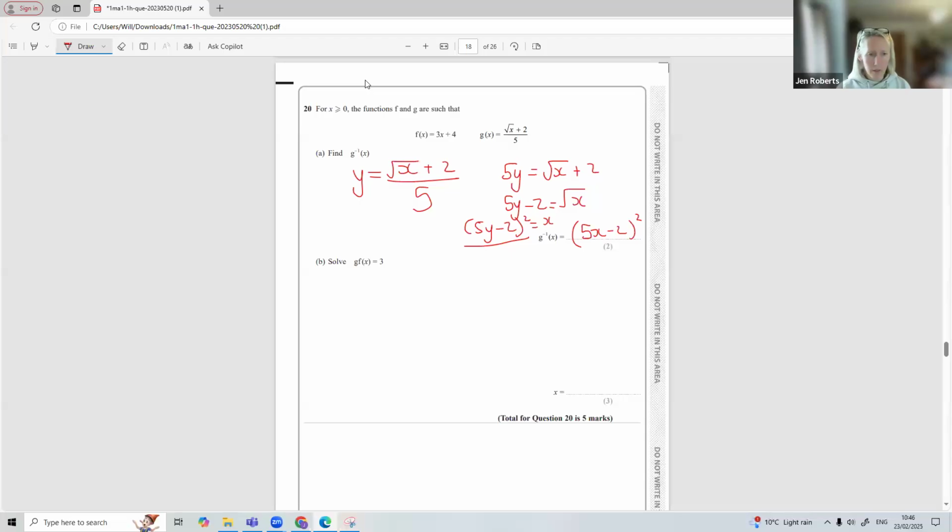g of f of x equals 3. f of x is this. So I need to then substitute that into my g function. So into my g function, wherever there's an x, I'm going to replace it by 3x plus 4.